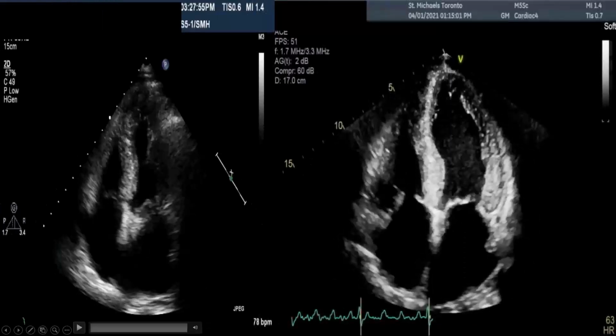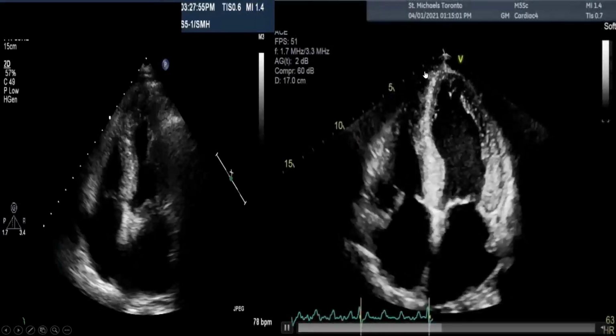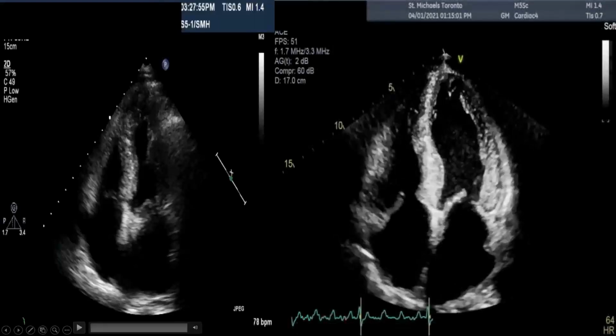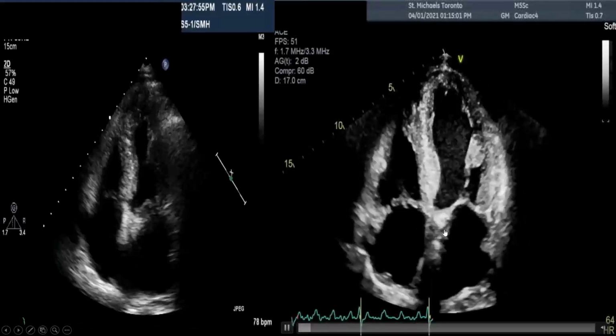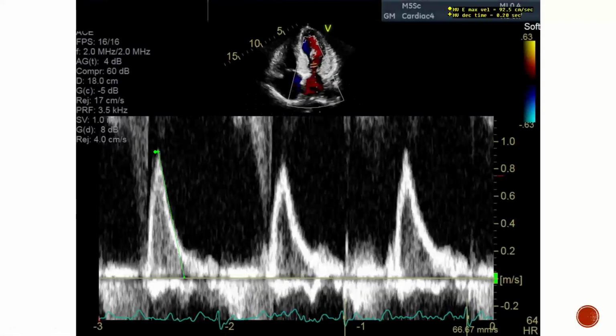This is an apical four-chamber view showing biventricular thickening, or showing RV thickening and thickening of the ventricular septum, and you can see also thickening of the interatrial septum here with biatrial dilatation. So what's very important?